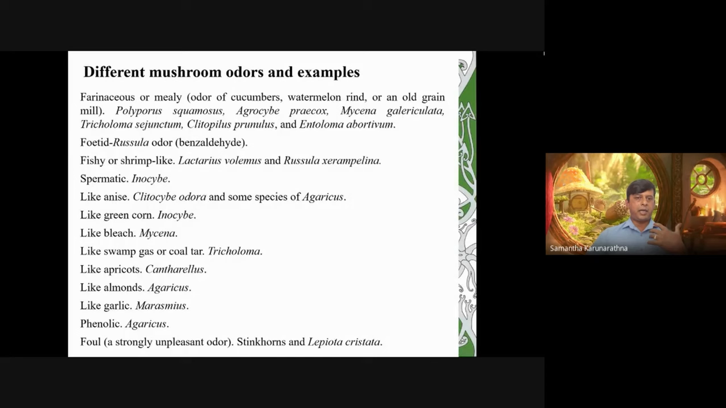And a green corn odor you can find in Inocybe. Bleach, you can find in Mycena. Swamp gas or coal tar, you can find in Tricholoma. You can find an apricot smell in Cantharellus. An almond odor you can find in Agaricus. A garlic odor you can find in Marasmius. Phenolic, you can find in Agaricus. A foul or strongly unpleasant odor you can find in stinkhorns and Lepiota cristata.